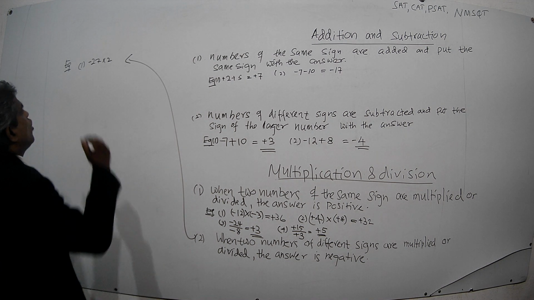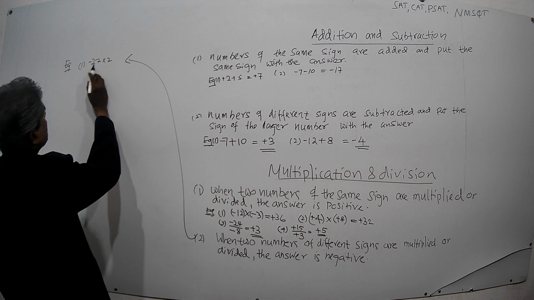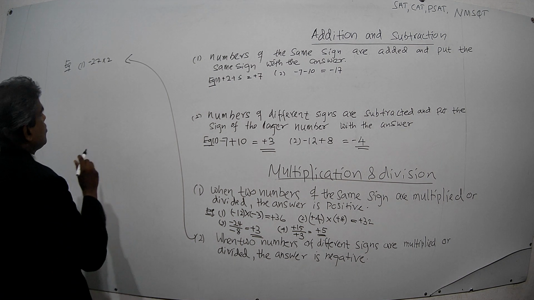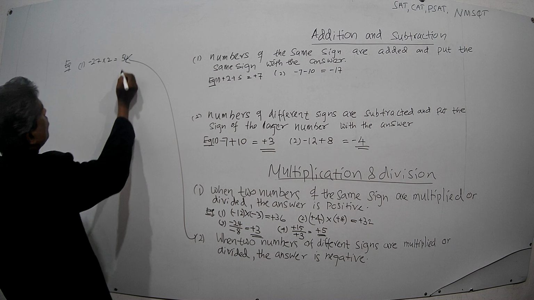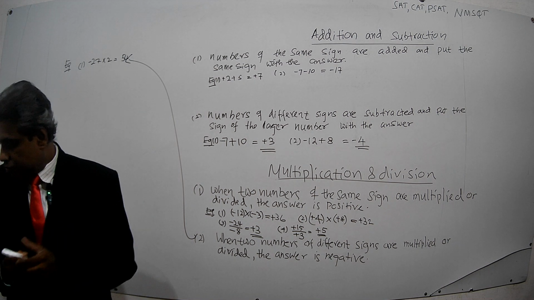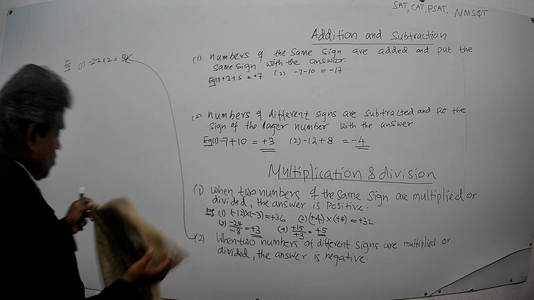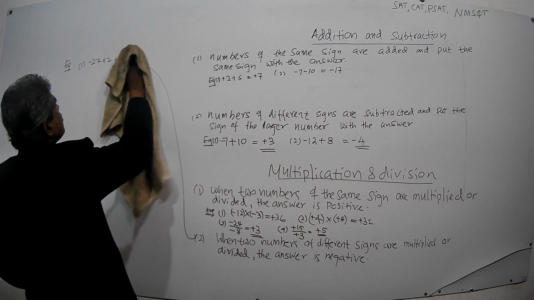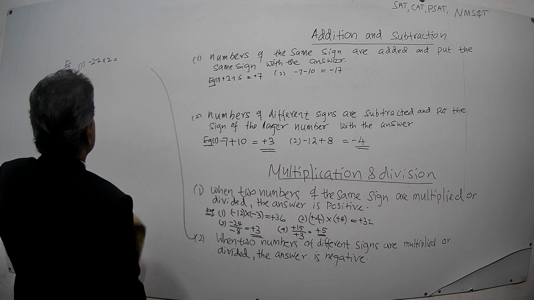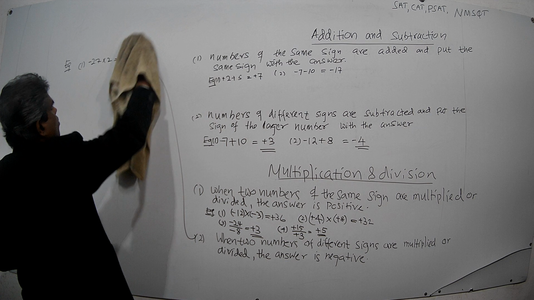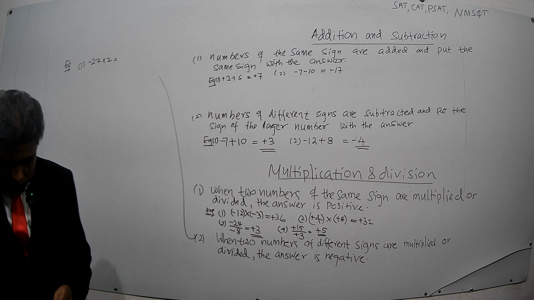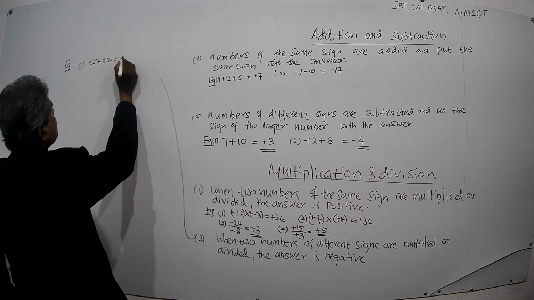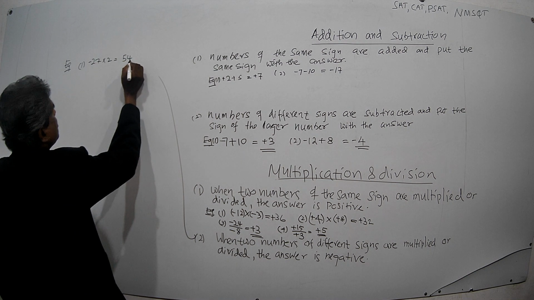Now you multiply negative 27 by 2. How much? The answer will be 54.